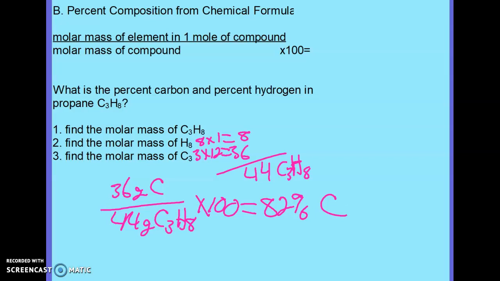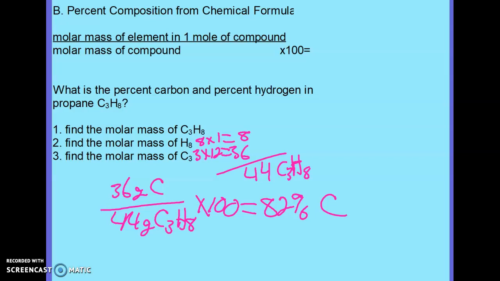I want that labeled. I want it labeled that I'm putting carbon on top, I want it labeled that I'm putting C3H8 on the bottom, and I want it labeled that this is 82% carbon. Please don't assume that I know that. I won't. I'm easily confused and I won't know that. So you have to tell me that.